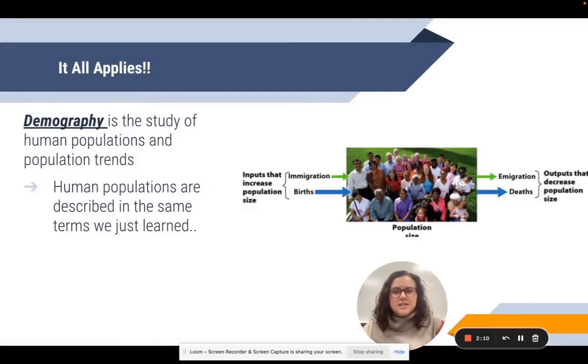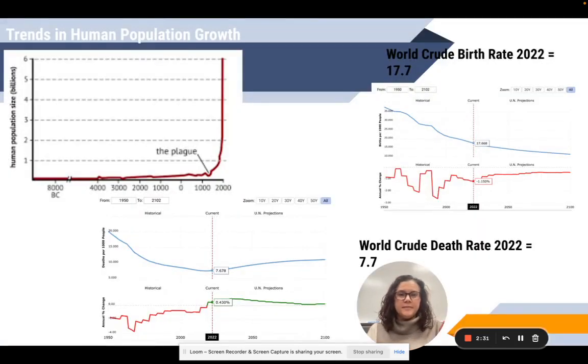So I mentioned we were talking about biological populations, right? That we look at immigrations and birth to figure out growth, emigrations and death to figure out what we're losing, and we can figure out what's happening with population. It's the same exact thing with humans. All of those things still apply. But when we're talking specifically about human population and trends, we call that demography.